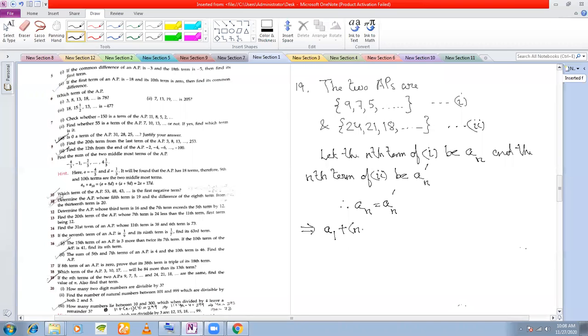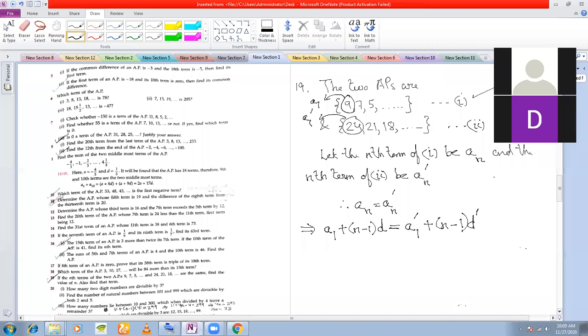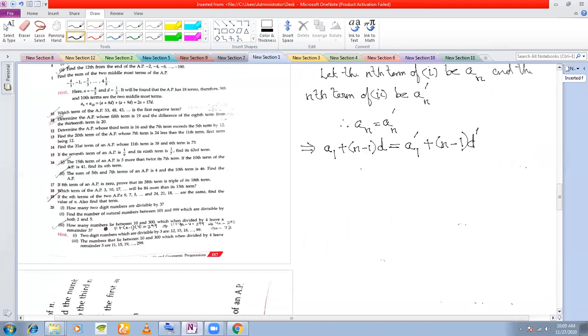If these two APs are different, that means an will be a1 plus n minus 1 into d for the first AP. But an dashed this time will be different because the first term is different. So instead of a1, I will write a1 dashed, because this is my a1 here and this is my a1 dashed. Plus n minus 1, n will remain the same because we are talking about the nth term of both the APs. n minus 1 into d dashed, d will also be different.